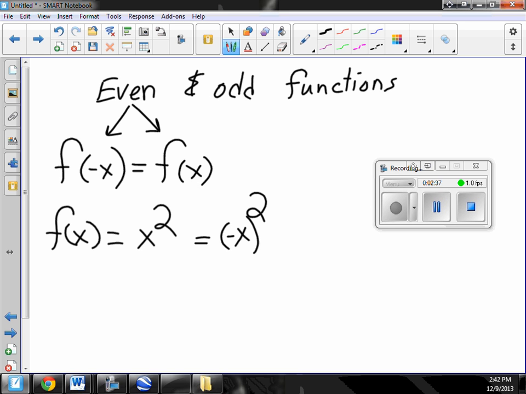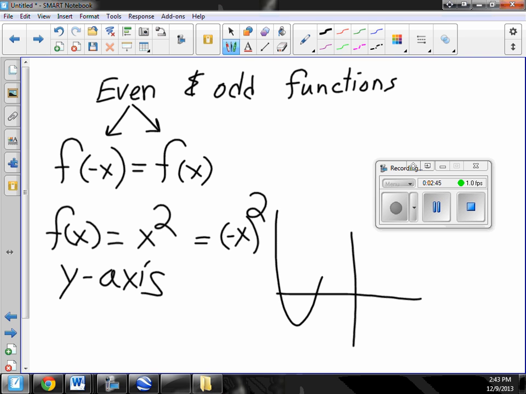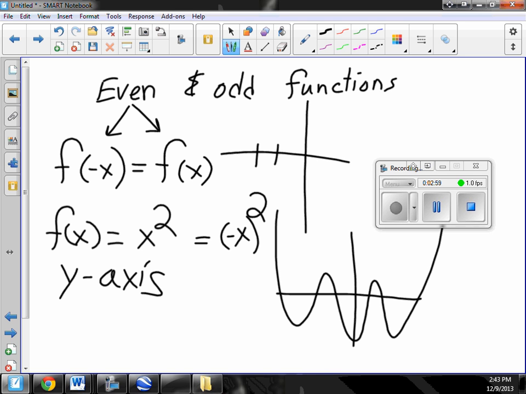And an even function is symmetric about the y-axis. So any function that's symmetric about the y-axis is an even function, and that's the attribute we're going to use today. So if I have an even function, and I know that this is a root and that this is a point, what do I also know? On the other side, I have a root here and a point there, because it's an even function. Okay? An odd function is a little bit harder.